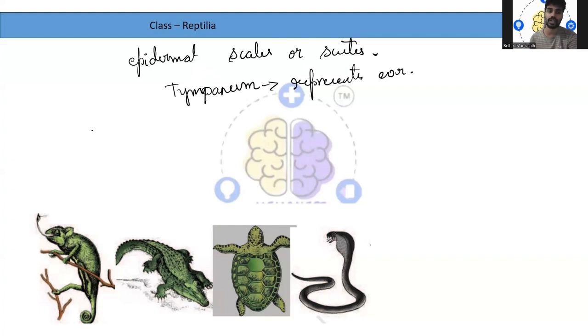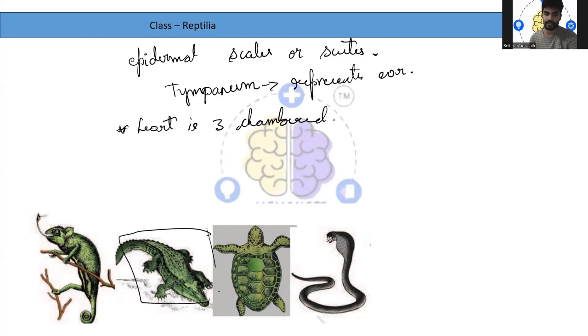Here the heart is three-chambered, but the exception is the crocodile, because it is four-chambered. The heart is usually three-chambered, but in the crocodile you'll actually see a four-chambered heart. Reptiles are basically poikilotherms. They are basically poikilotherms.